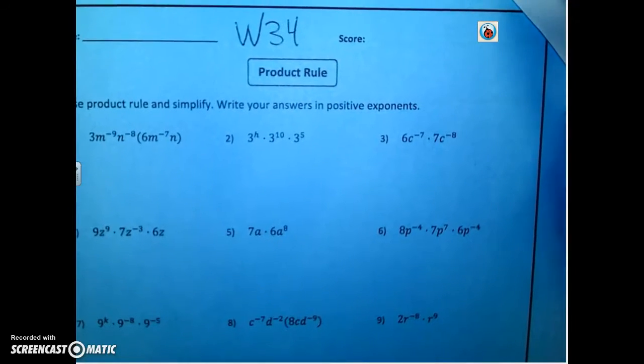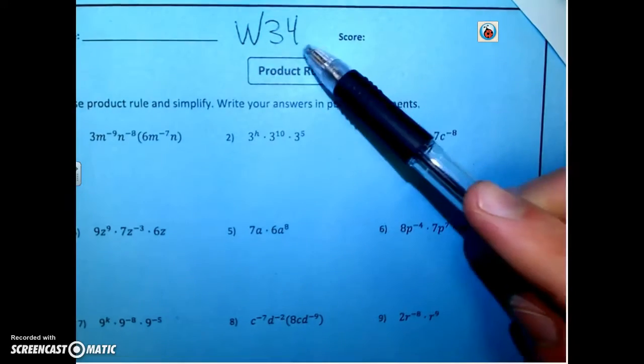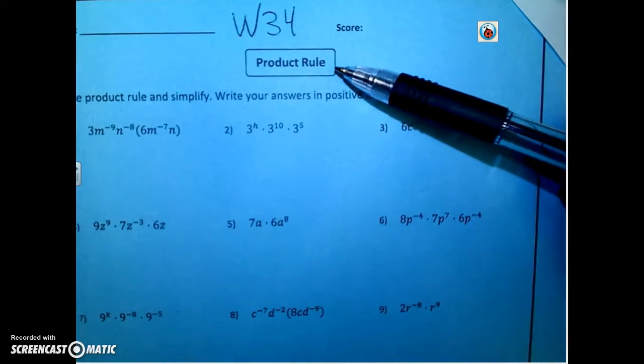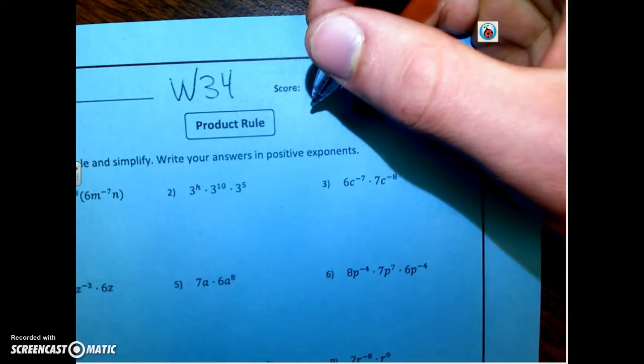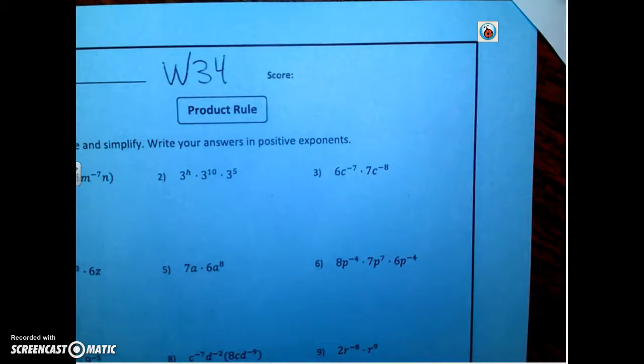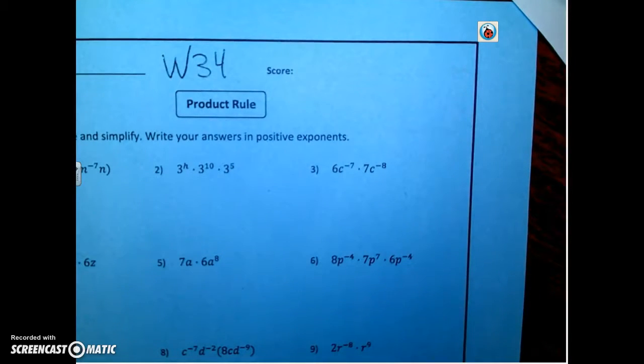Hello, here in this video we're going to look at week 34. We're going to start off here with the product rule. Remember, the product rule is if we have the same base and we are multiplying, we add the exponents. So you'll see a lot of stuff with the same base on here that we'll be able to add up those exponents there. And some of these are a little tricky, and it's not really ones that we per se covered in class, but we'll look at a variety of different types of problems here.